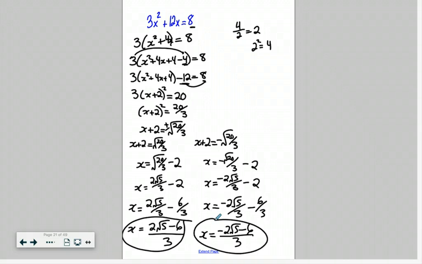And I'll stop there, and in the next video, we'll do solving using the quadratic formula.